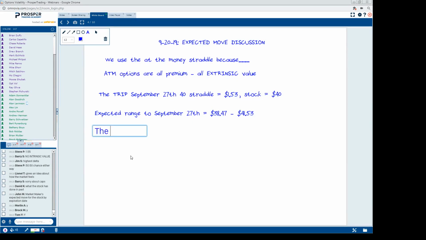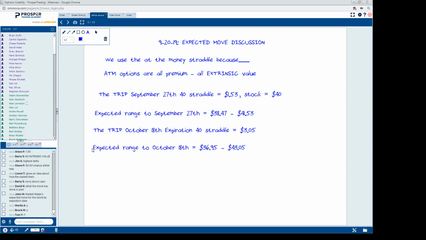Okay, so the TRIP October 18th expiration 40 straddle equals 305. So the expected range then going out to October 18th would be 36.95 up to 43.05. Now, why does, and is everybody following along with this right now?